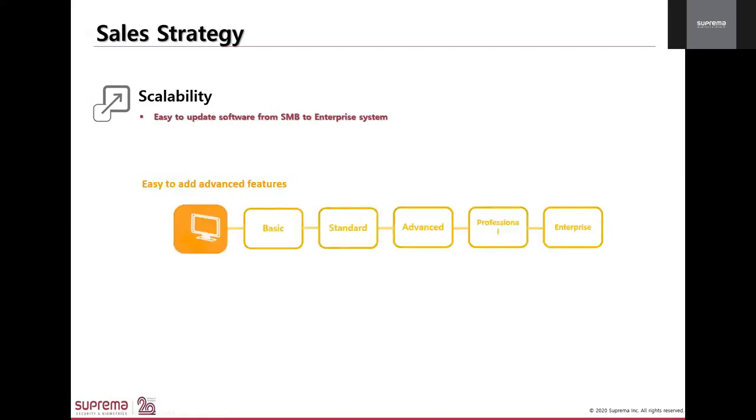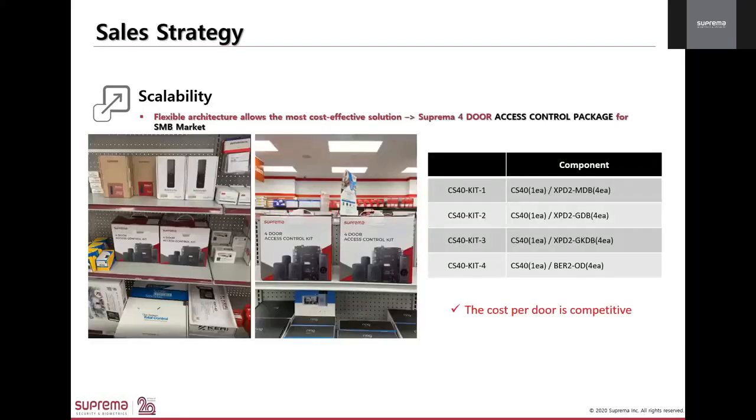Moving along, scalability. So now the easy to add advanced features. So you have basic, standard, advanced, professional, and enterprise. Something new that we're coming out with, or it's already out in America, is that you can now purchase a 4-door access control kit with the CoreStation, which, like some of the competitors, you can purchase from ADI in America.